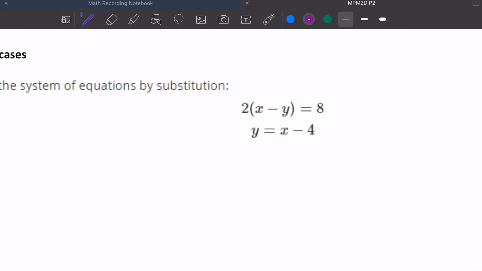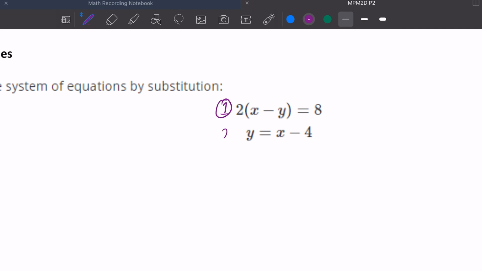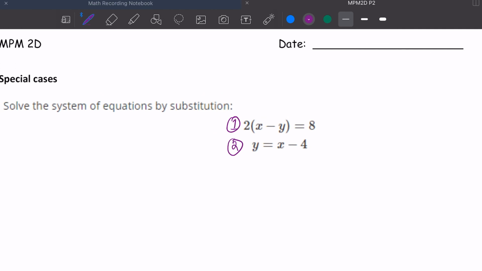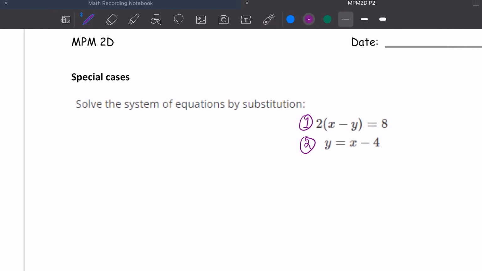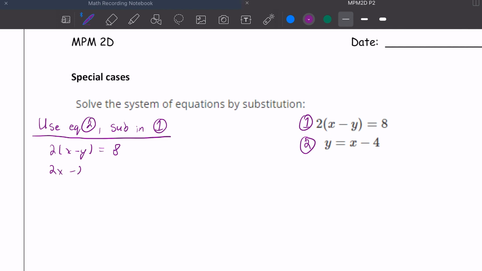So first step is always to label our equations. Nice enough that this one's already isolated for us. So we're just going to shove equation 2 into equation 1 because they're already nicely isolated. Isn't that a treat? We don't have to do anything here. So we're going to use equation 2 and sub it into equation 1. Get 2x minus y equals 8. I'm going to do a step already just because I don't want to have to deal with distributing it afterwards. So we're just already going to distribute this 2 in.